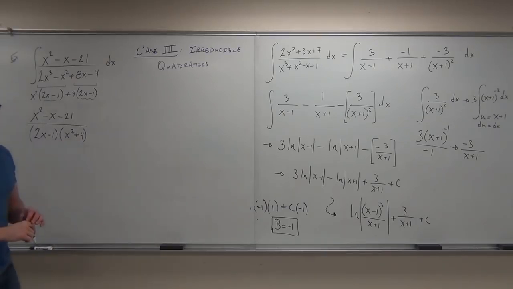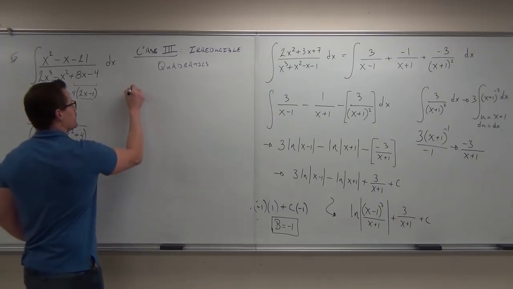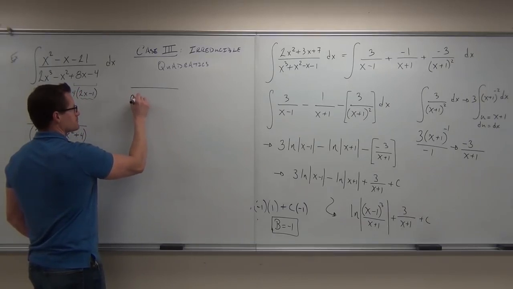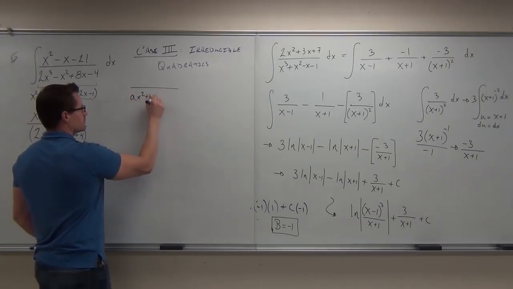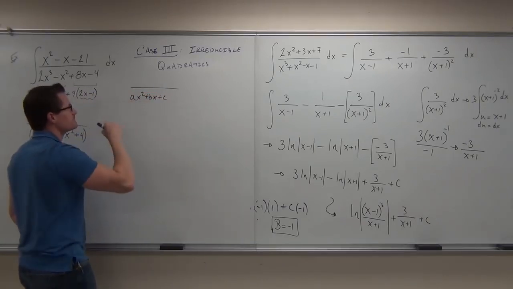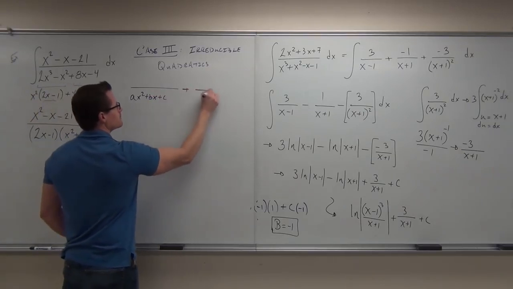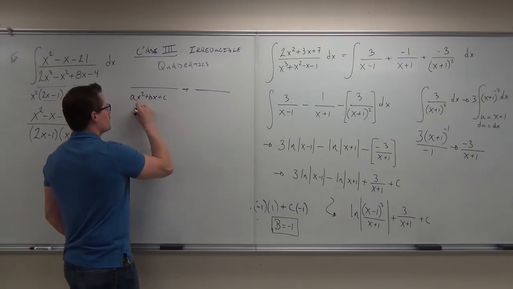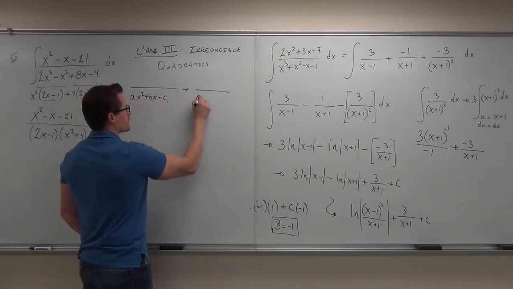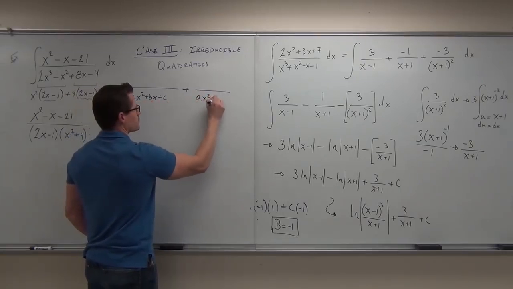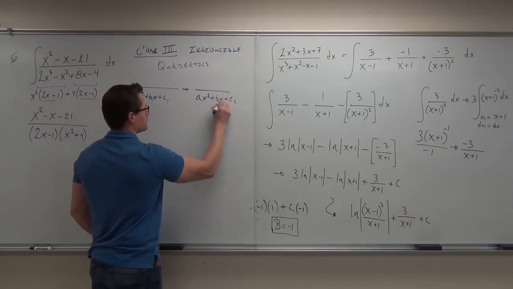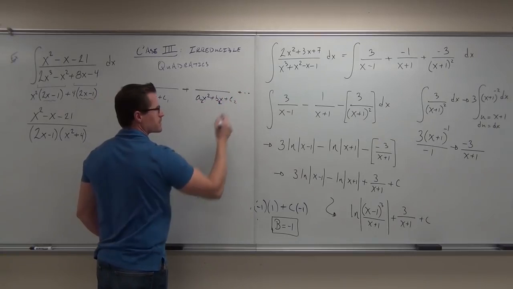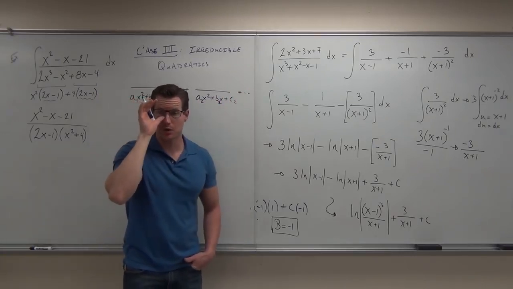For irreducible quadratics, what we do, we write the irreducible quadratic. If we have powers, we'd write it again and again. So we write the first irreducible quadratic, and then the second irreducible quadratic, and then the third one, and so on until we exhaust all of our irreducible quadratics.